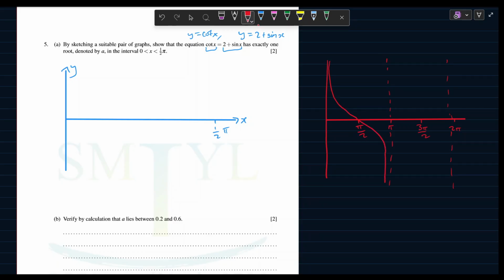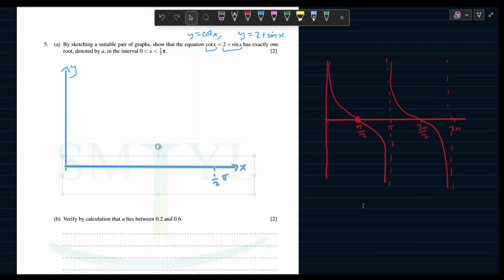And then on this end, it's also going to look exactly the same. But we are just interested up to half pi. So this is the part that we want. So we have to draw that here. Our x's are a bit small. I think maybe let's move our y-axis downwards a bit so that we've got more room to go up, right? So our y equals cot x, we say it is going to look like this.